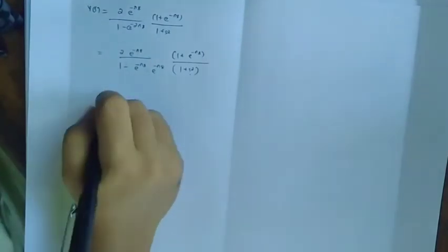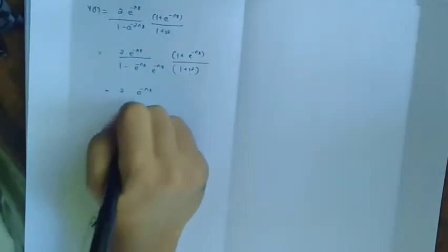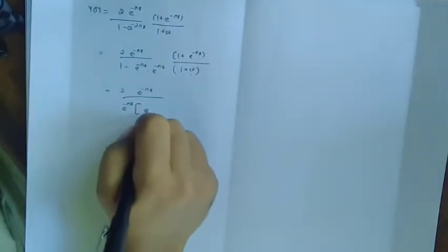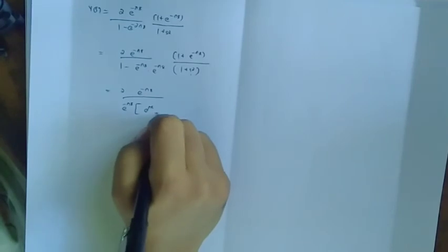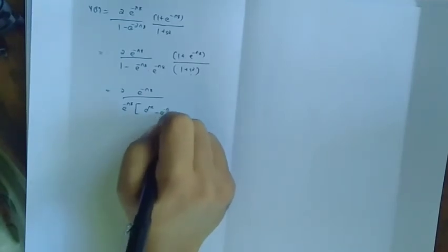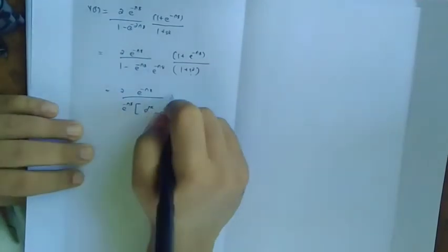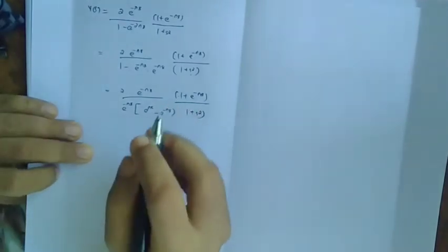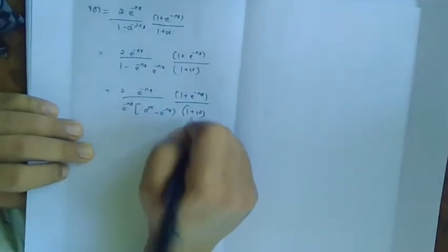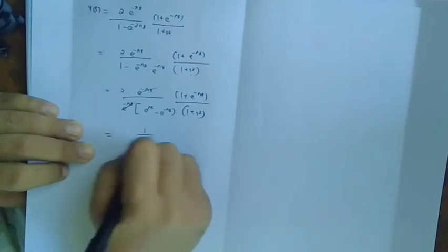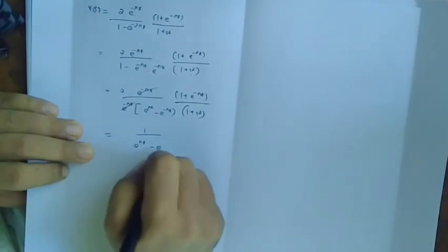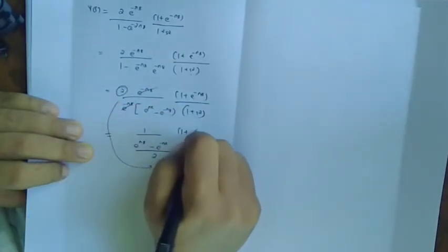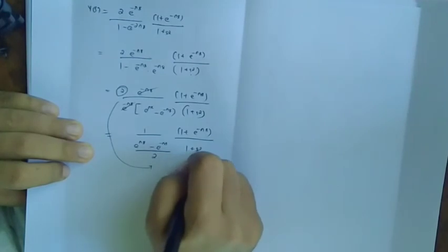If I am taking e raised to minus pi s outside from the denominator, I will get e raised to pi s minus e raised to minus pi s into 1 plus e raised to minus pi s divided by 1 plus s square. So, pi s and pi s cancel out. We will get 1 divided by e raised to pi s minus e raised to minus pi s, whole divided by 2. This 2 is coming downwards. 1 plus e raised to minus pi s divided by 1 plus s square.